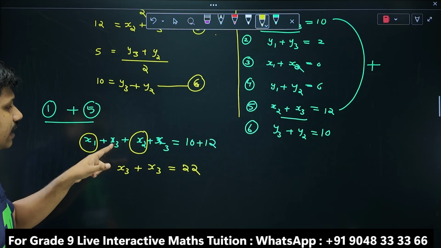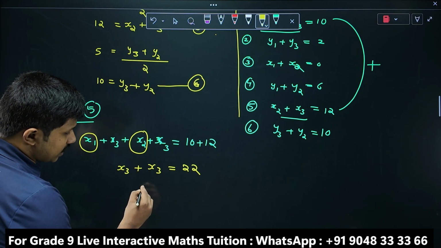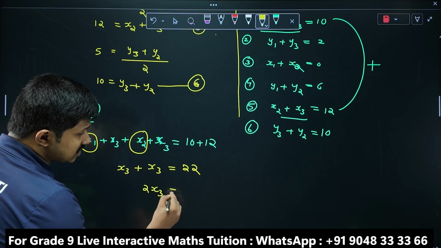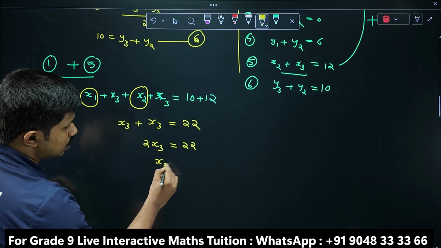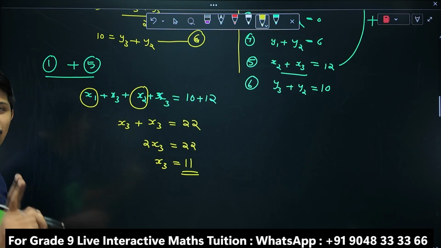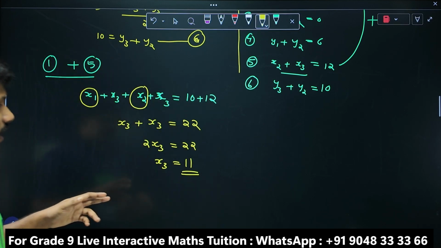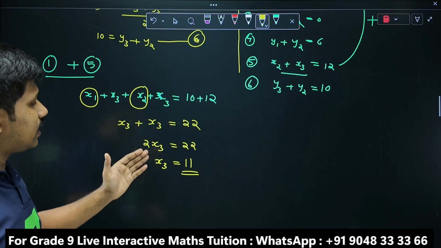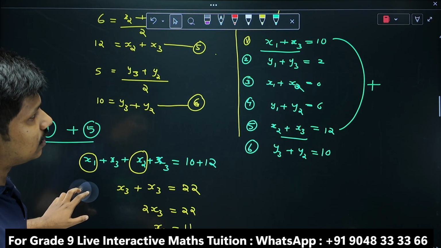The remaining is x3 plus x3, which is written here. So x3 plus x3 is 2x3. 2x3 is equal to 22, and finally x3 will be equal to 22 divided by 2, which is equal to 11. So we got the x coordinate of the third point, x3. And now you can substitute this in any equation containing x3.